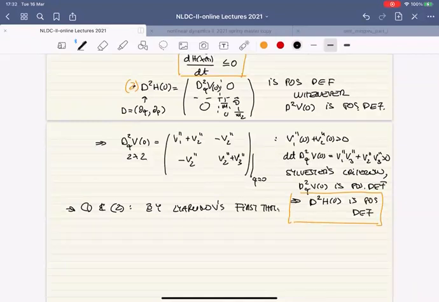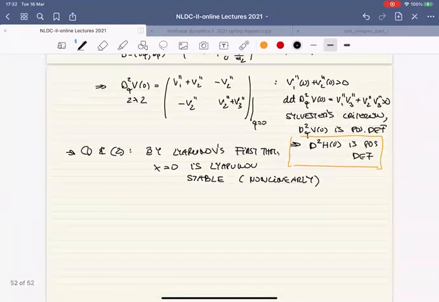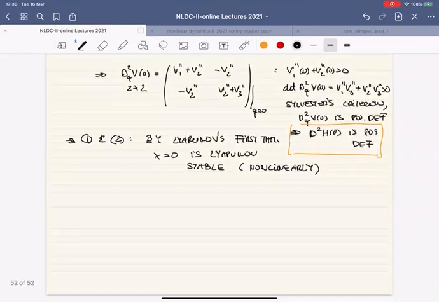if you don't remember this, then look it up in the notes. X equals 0 is Lyapunov stable. And remember, that means that it's nonlinearly stable. So what does that mean? It's not asymptotically stable, but if you're willing to start close enough, you can force the solution to stay close enough. That's the idea of Lyapunov stability. Okay, and that's good. So that's Lyapunov stable.